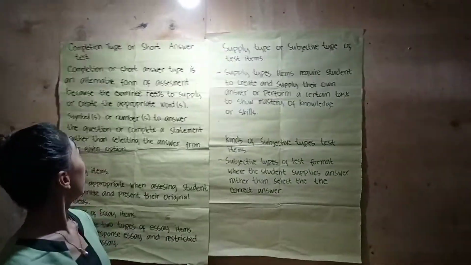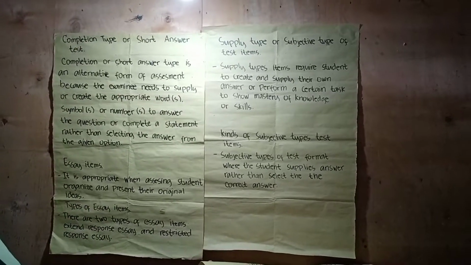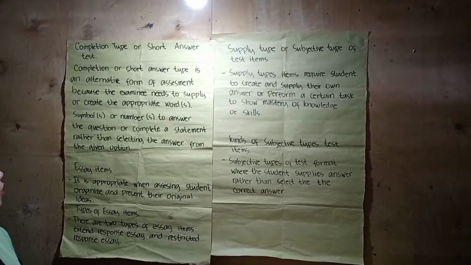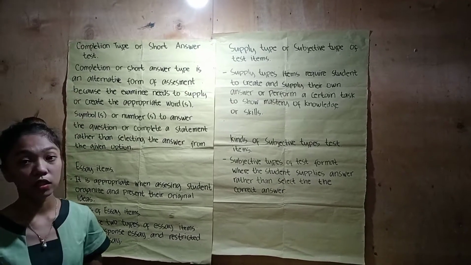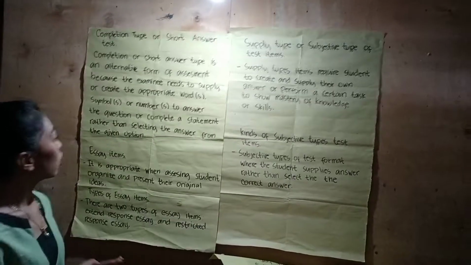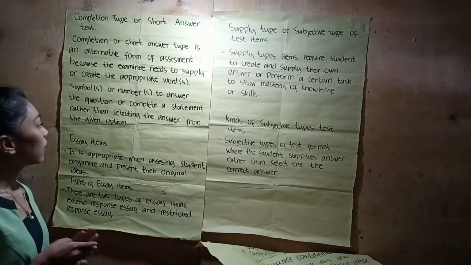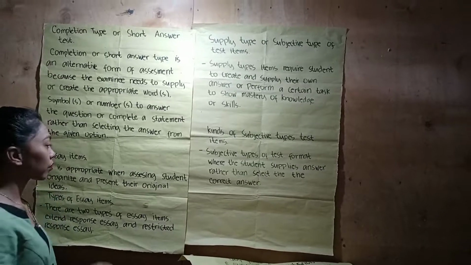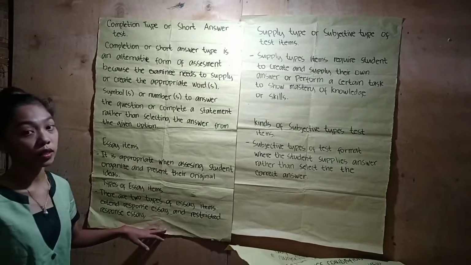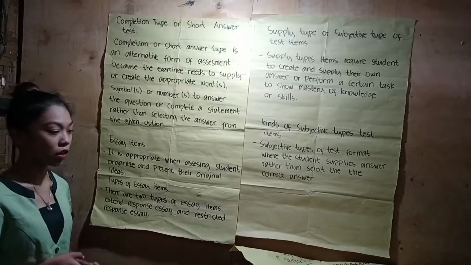So now, let's proceed to the completion type or short answer test. Completion or short answer type is an alternative form of assessment because the examinee needs to supply or create the appropriate words, symbols, or numbers to answer the question or complete a statement, rather than selecting the answer from the given options. Essay items are appropriate when assessing a student's ability to organize and present their original ideas.